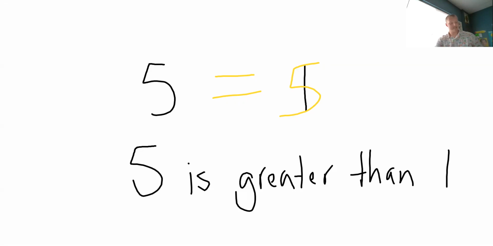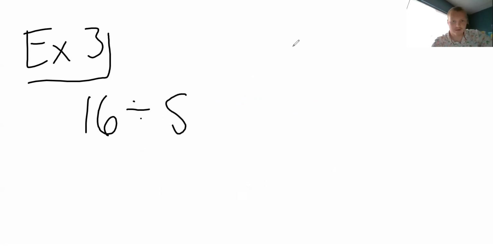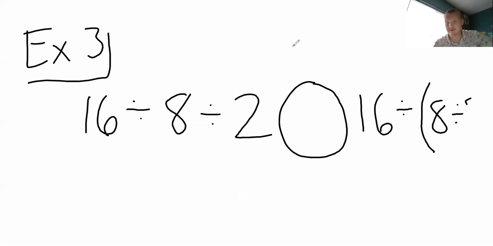Okay, let's do example 3. Example 3 has a couple more steps in it. Example number 3. So compare, we have 16 divided by 8 divided by 2. Put my comparison circle in the middle, and then we have 16 divided by, in parentheses, 8 divided by 2. Okay, so we are starting to use some order of operations here, some PEMDAS.